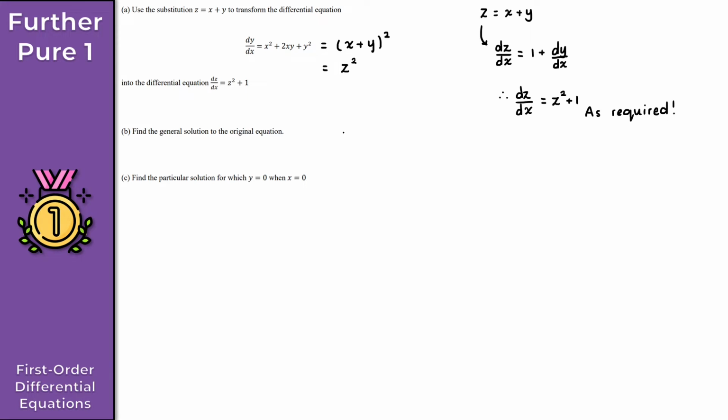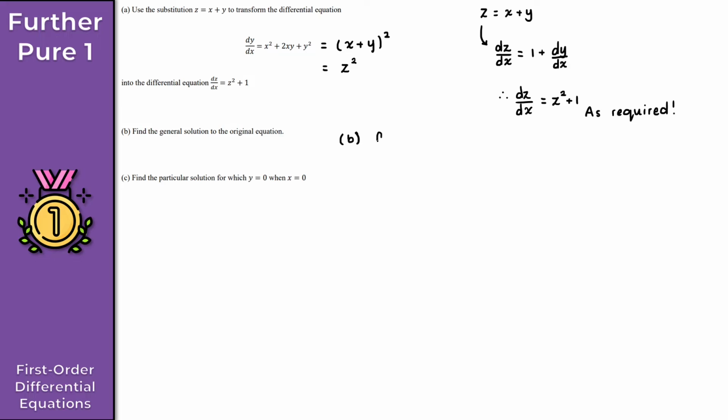Now for part B, it says find the general solution to the original equation. If we want to find the general solution to the original equation, all we need to do is solve this differential equation. We can do that by separating the variables. On the left-hand side, I want anything in terms of z, and on the right-hand side, anything in terms of x. So I need to divide both sides by z squared plus 1. And don't forget that we also integrate both sides to solve the differential equation.